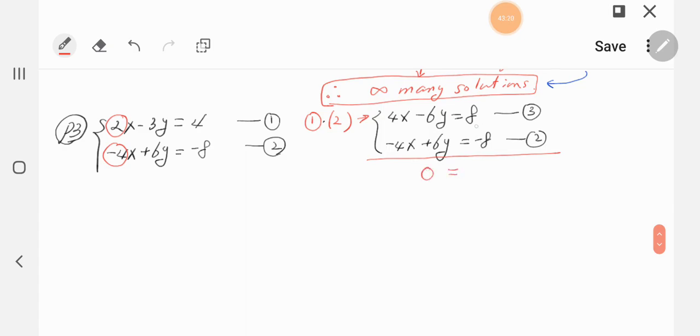The right-hand side is what? Once we add these two equations, the right-hand side is also 0. So this is a true equation. What's our conclusion? There are infinitely many solutions.